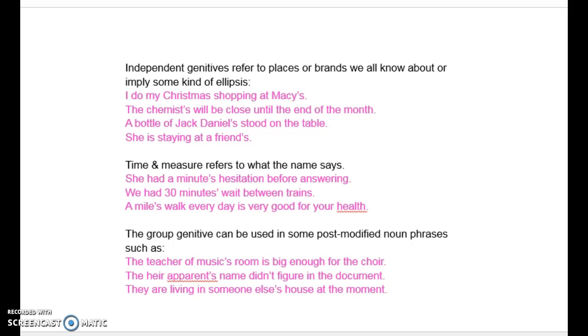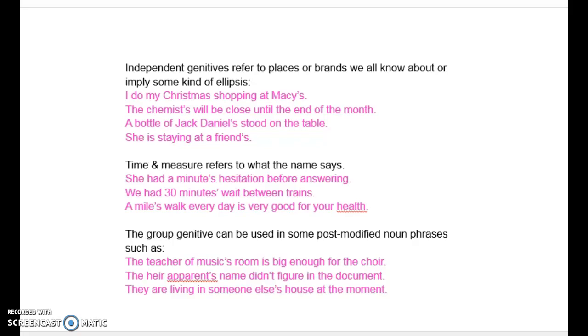We also have independent genitives that refer to places or brands that we all know about, and they imply some kind of ellipsis, yes? If you say, I do my Christmas shopping at Macy's, we know that Macy's is a very big department store in London, and Macy's will go with an apostrophe S. If you say the chemists or the grocers, there also we will have an apostrophe S, and those refer to small neighborhood shops that belong to only one owner.